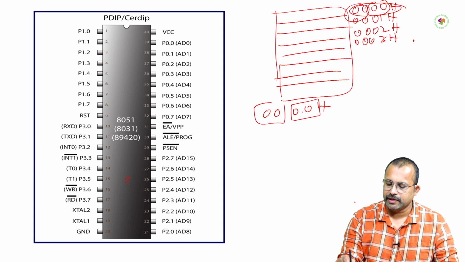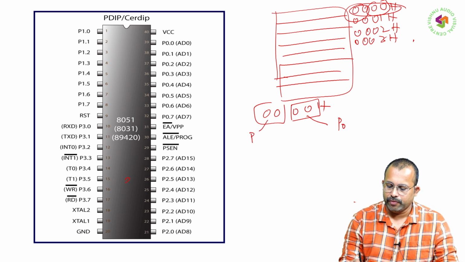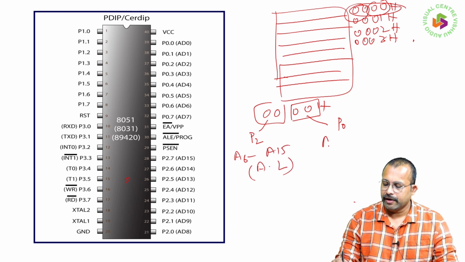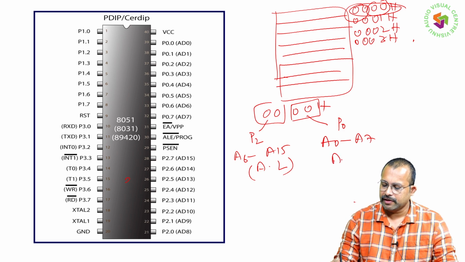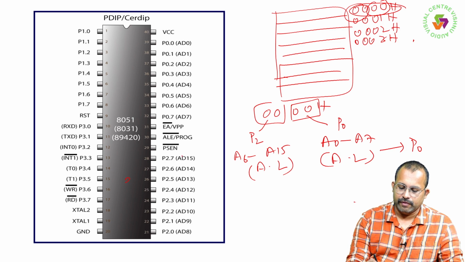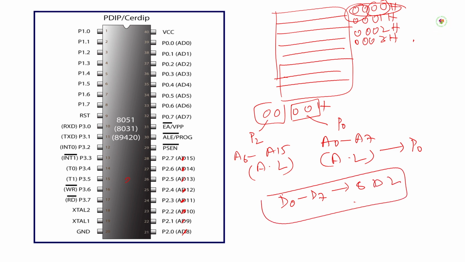The lower order address is present on port 0. The higher order address is present on port 2, that is, the A8 to A15 address lines. And the A0 to A7 address lines are present on port 0. If you observe, there is a mistake here actually. There is no data here, because the data lines are 8, D0 to D7. This is present on port 0.